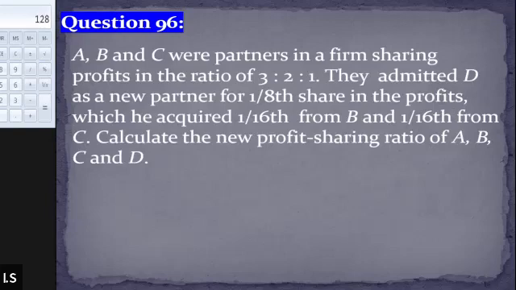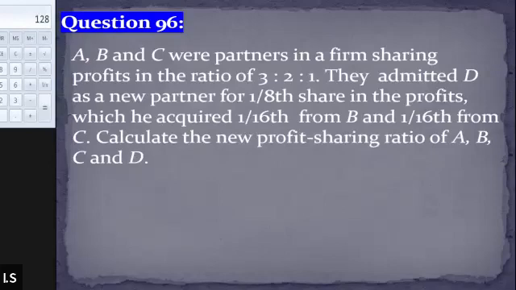They admitted D as a new partner for a 1/8 share, right? And in the profit, he acquired 1/16 from B and 1/16 from C. That means the total share of 1 by 8 has been acquired by Mr. D in the ratio of 1 by 16 and 1 by 16 from B and C. So it does not mean that we need to subtract 1 by 16 from B's share and then 1 by 16 from C's share. I think that will be incorrect.